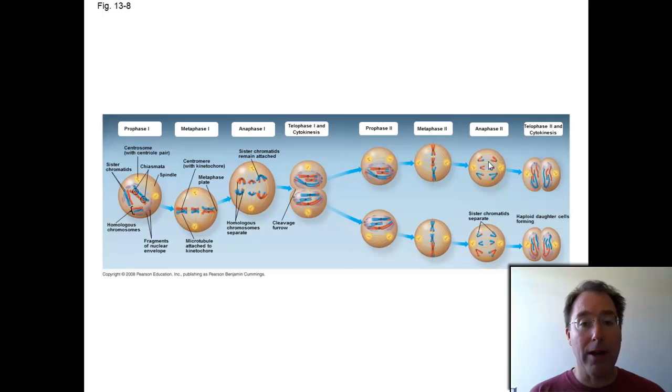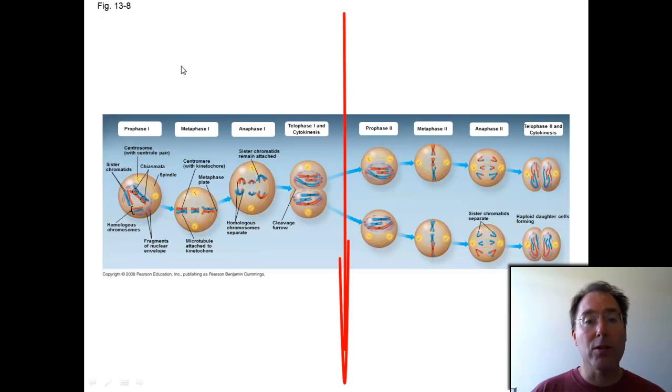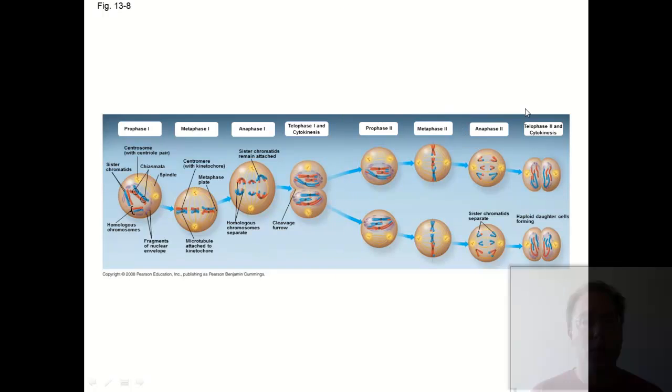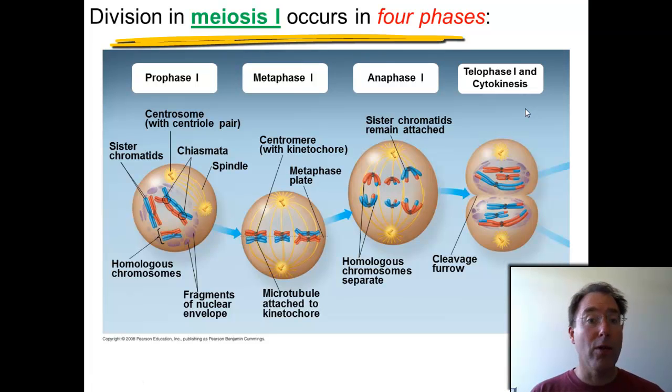Here are the phases of meiosis. It's divided right here down the middle. Meiosis I is on the left, as evidenced by the 1 after all these phase names, and then Meiosis II, or the second half of meiosis, is here on the right. So we're just going to go over Meiosis I right now. Here are the 4 phases of Meiosis I.